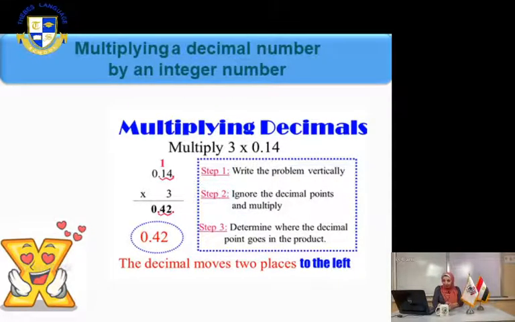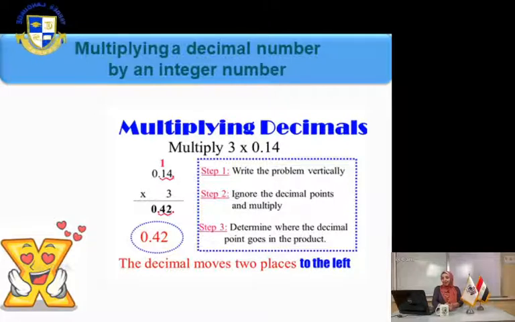Start from the unit. 3 by 4 will be 12, 2 and carry up 1. 3 multiply 1 will be 3, plus 1 equals 4. 3 by 0 equals 0. And the final step, we have to put the decimal point. How can we put the decimal point? Look at the first number, how many decimal places? The first number is 0.14. How many decimal places in 0.14? It has 2 decimal places.